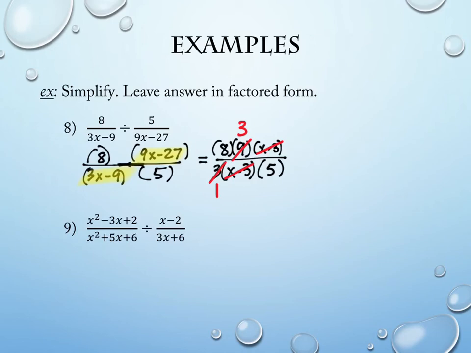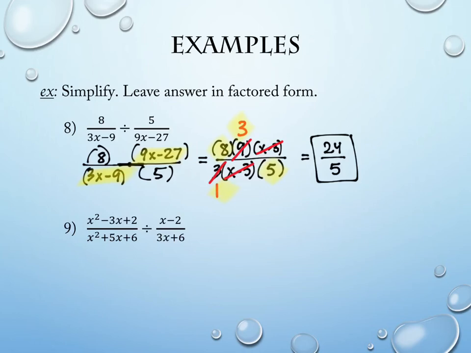So be careful to catch everything that's not canceled on top. Don't forget about the 8. 8 times 3 is 24. And on bottom, I still have a 5 times my 1, which is 5. So once again, like I saw happen earlier, I can in fact have just a number that comes out, 24/5.